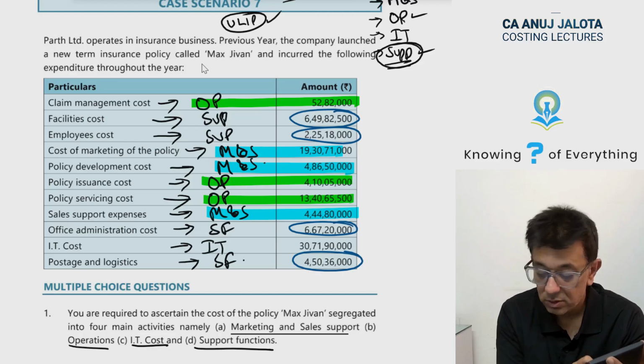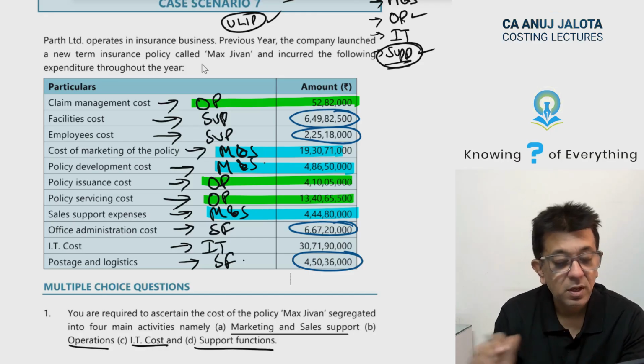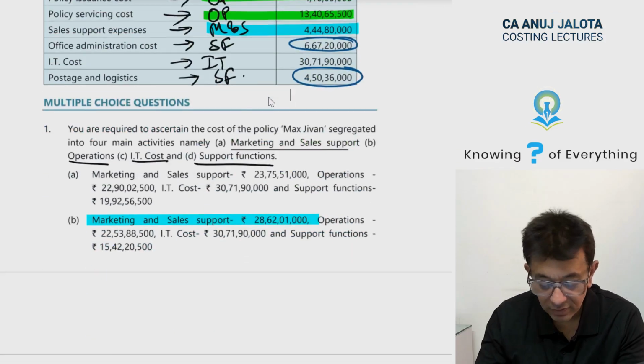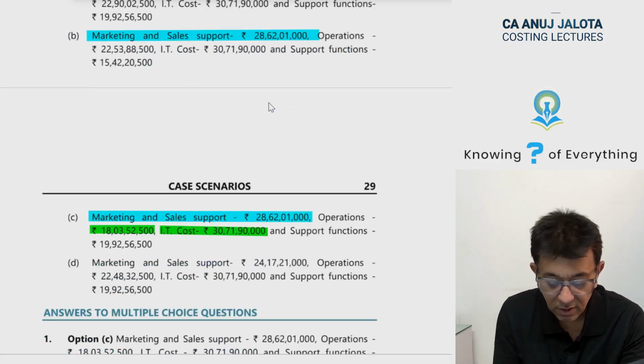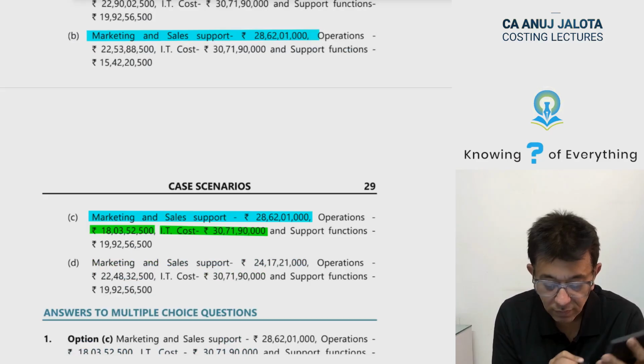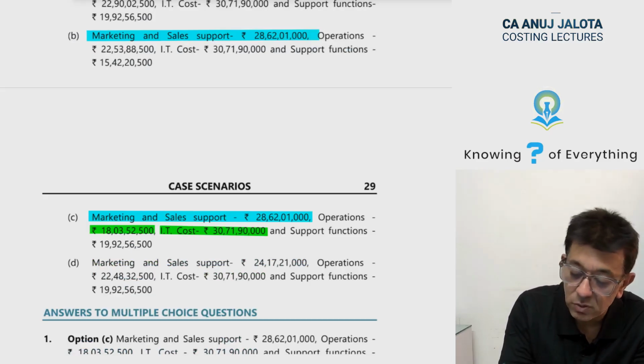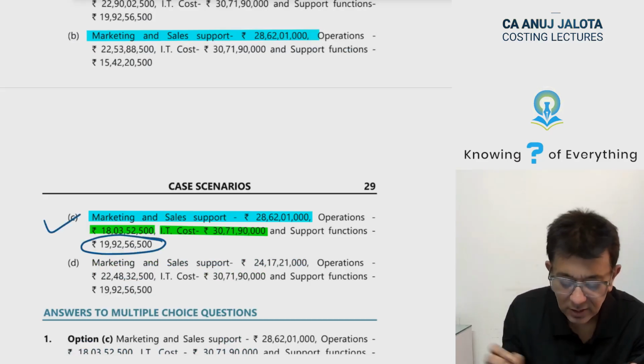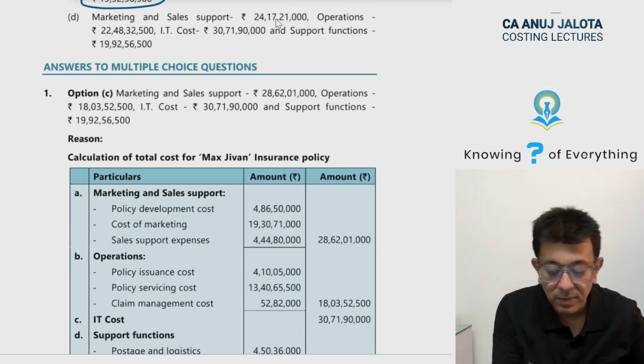Plus 667 for a figure plus 450 36,000. 199 25 65. 1992 56 500. Yes, so this is your last answer. So I guess answer should be C over here. Just check it up. Answer is C.